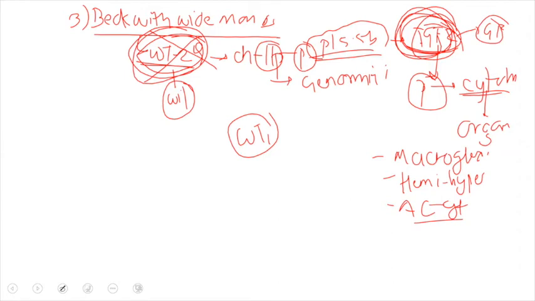Along with that, very close to this gene, there is a locus of the insulin-like growth factor 2 gene. Because of this growth factor, it will result in cytomegaly and organomegaly of different organs, and that will manifest with macroglossia, hemihypertrophy, and adrenal cortex cytomegaly.